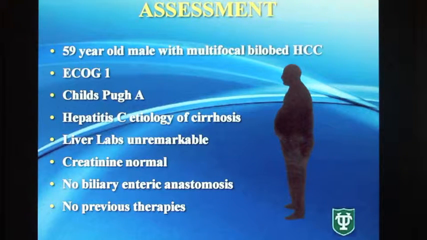Well, the first thing we have to do is assess the patient, and in this case, the patient's a 59-year-old male with multifocal bilobed hepatocellular carcinoma, has an ECOG of 1, Child-Pugh of A, hepatitis C etiology cirrhosis. His liver labs are unremarkable, his creatinine is normal, he has no biliary enteric anastomosis, and he has no previous therapies for hepatocellular carcinoma.